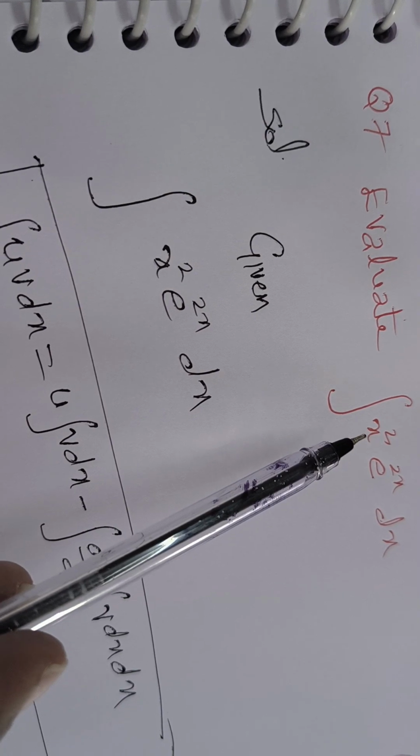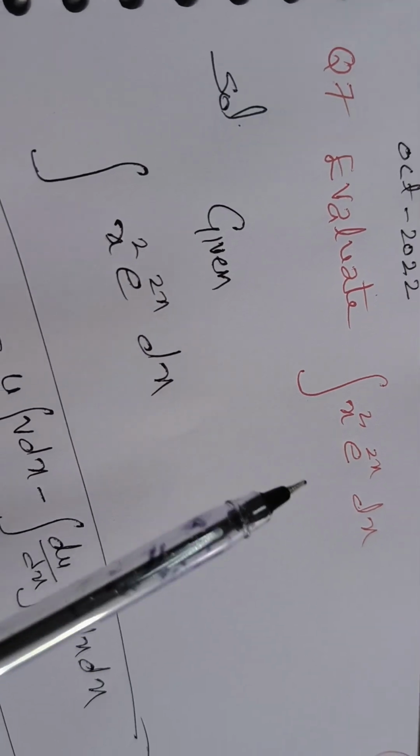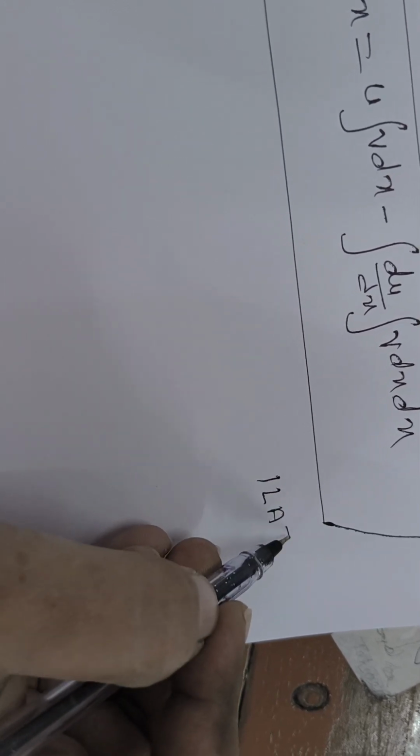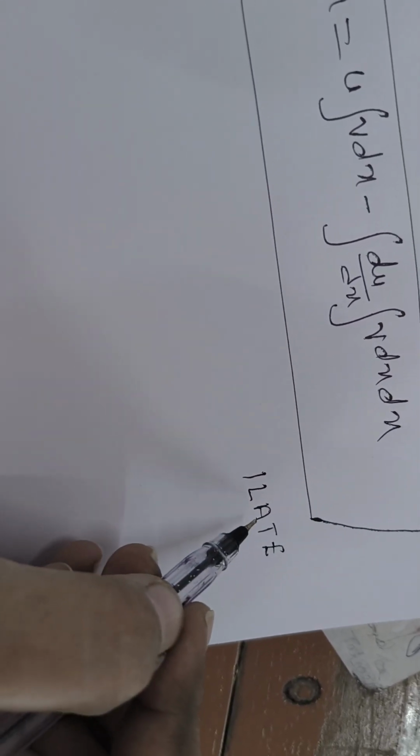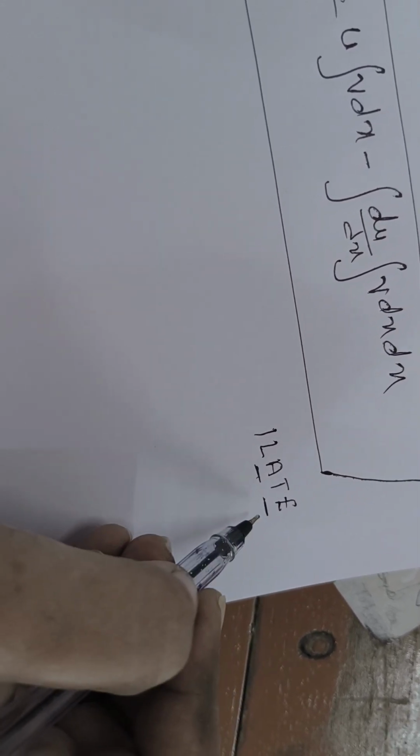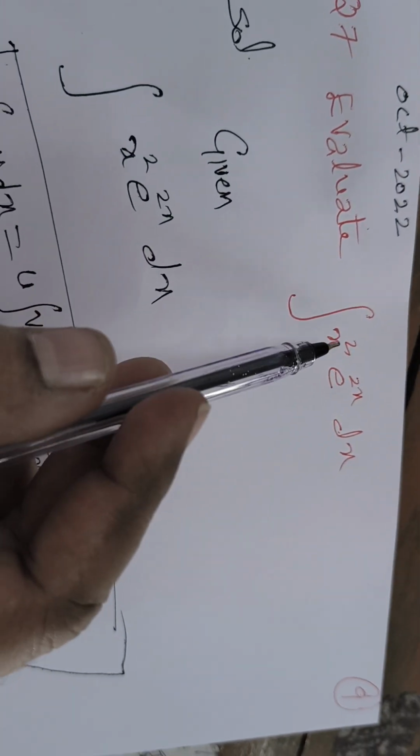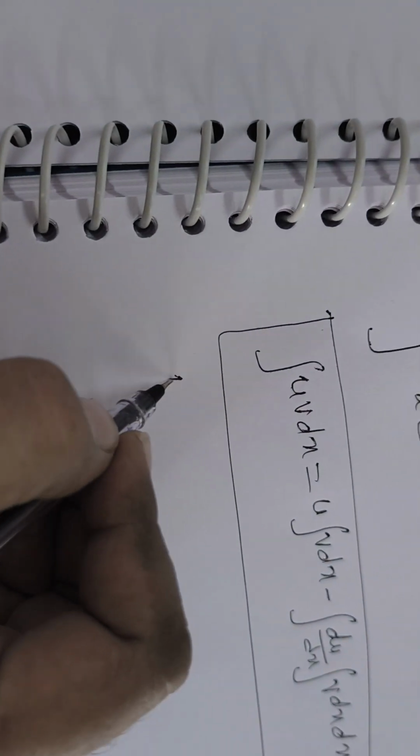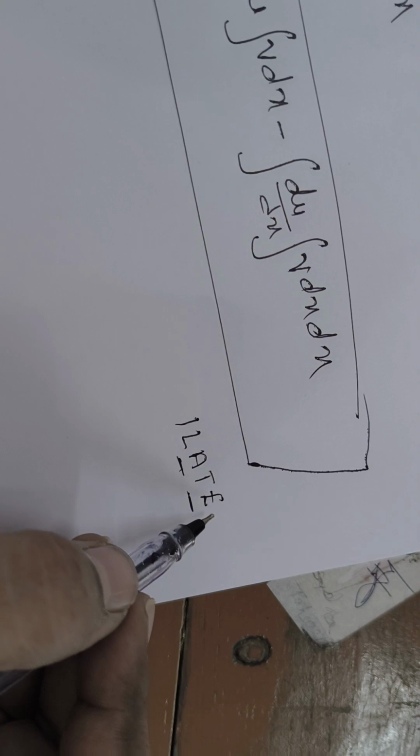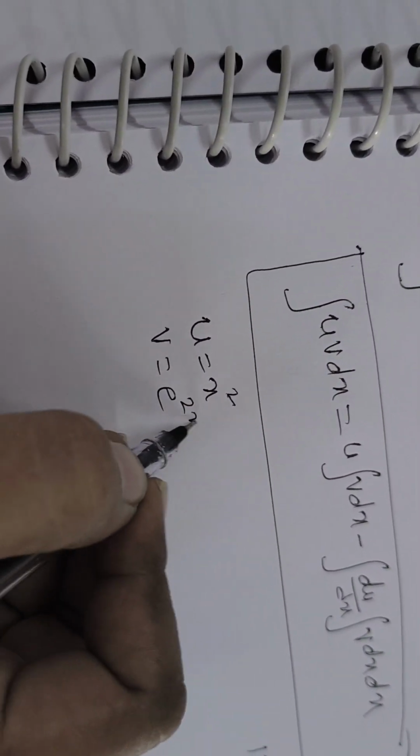Here x square is our algebraic function and e to the power of 2x is the exponential function. According to the ILATE rule, the algebraic function comes first, a for algebraic function, and e for exponential function. So the algebraic function is x square, so we will write u is equal to x square. E is the exponential function, so this is our second function, v is equal to e to the power of 2x.